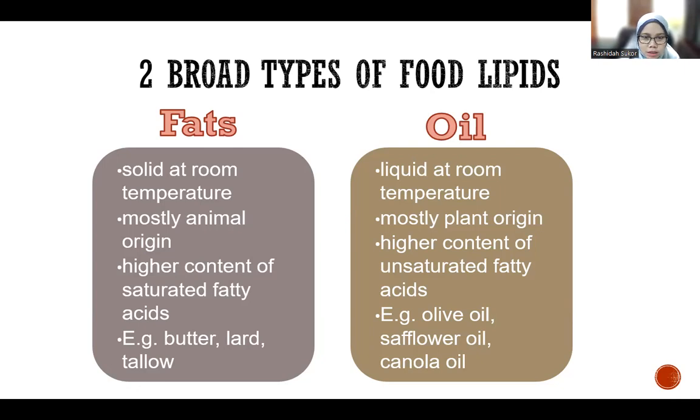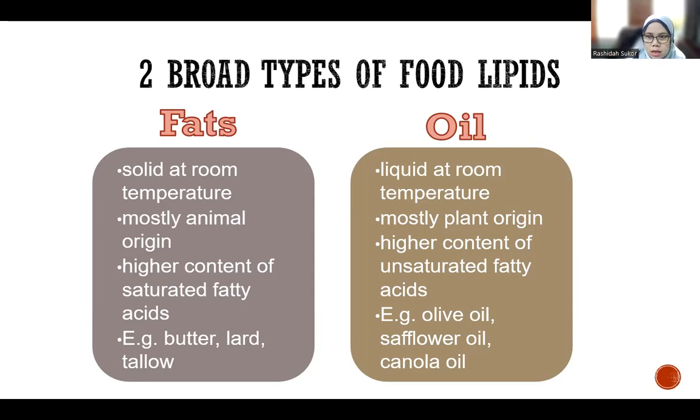But there are so many different types, kan, ada yang sunflower, ada yang olive, kan. But you think that olive actually is oil, right? How do they make olive become solid? So that's a process of making it. Nanti part tu kita tengok. We will see how some food manufacturers change the oil component of lipid to become solid, so that it's easier to spread, kan.